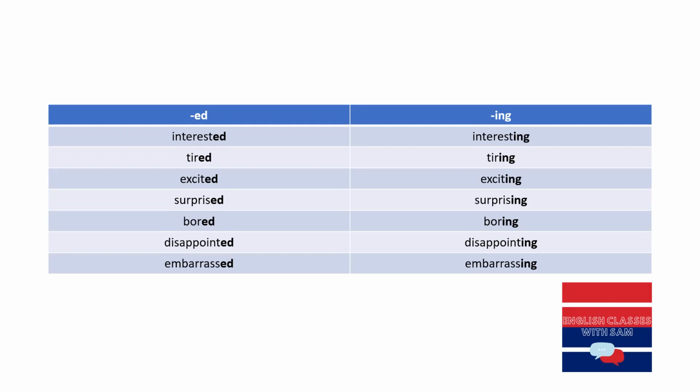So, just to demonstrate this point, quite a lot of adjectives you can add either an ED ending or an ING ending. So, for example, we have interested, interesting, tired, tiring, excited, exciting, surprised, surprising, bored, boring, disappointed, disappointing, embarrassed, embarrassing. So if you're sitting there thinking, I'm not sure what the difference is between interested and interesting, then this tutorial is going to be helpful for you guys.